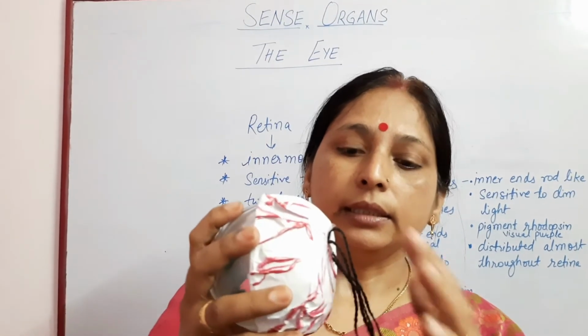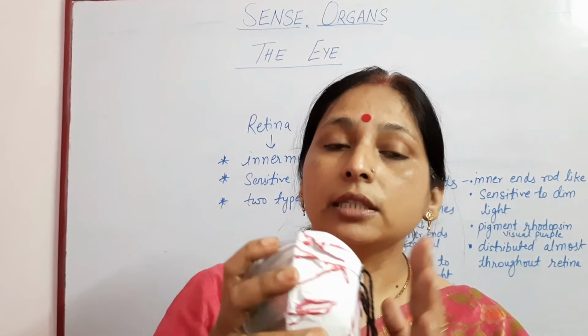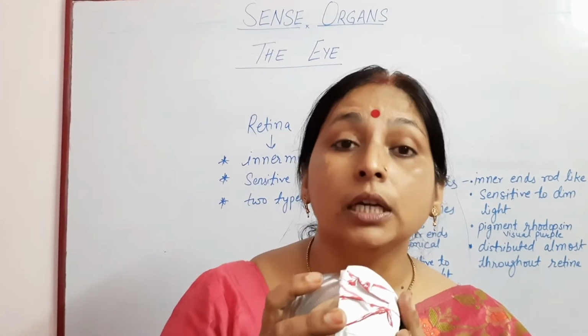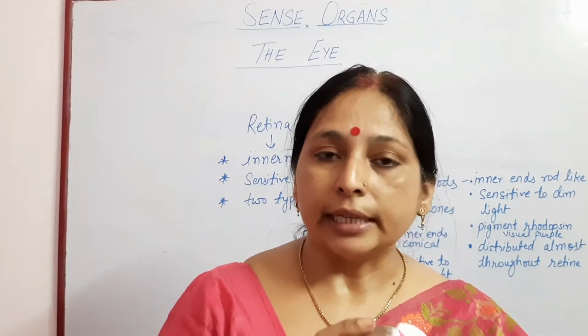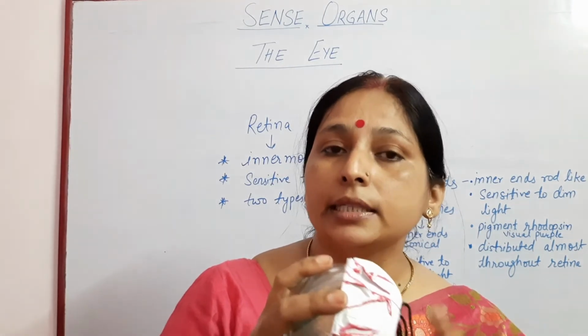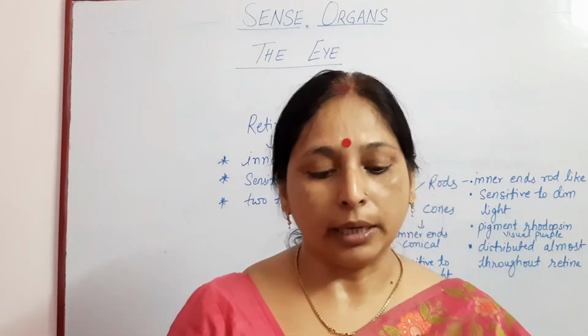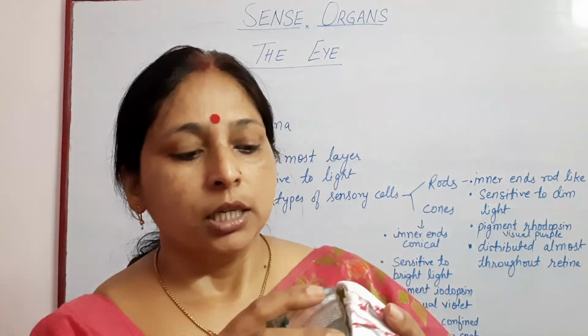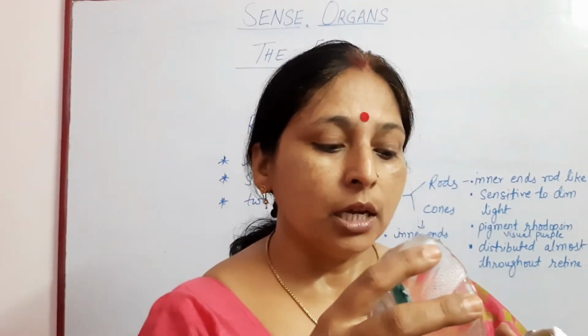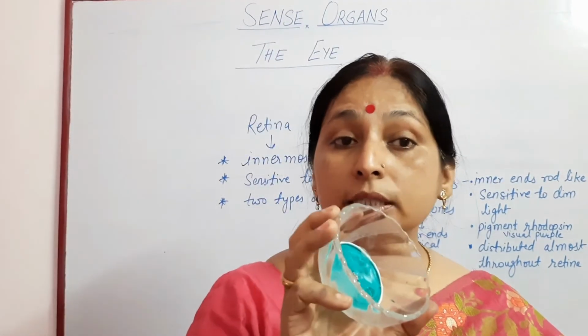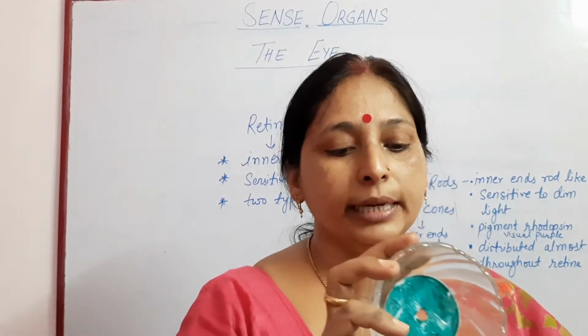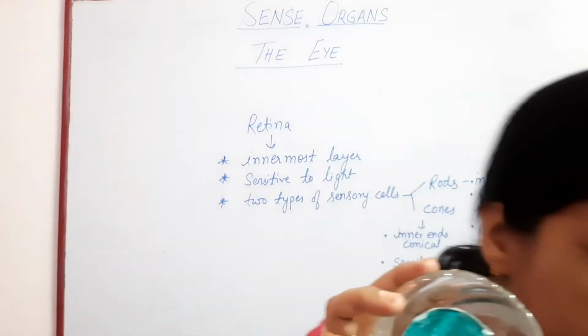This structure is just a symbolic representation of the optic nerves which arise from the eyeball, and it sends the messages to the brain. So let's open it to see what is inside or what is behind the pupil. So let me take it out.